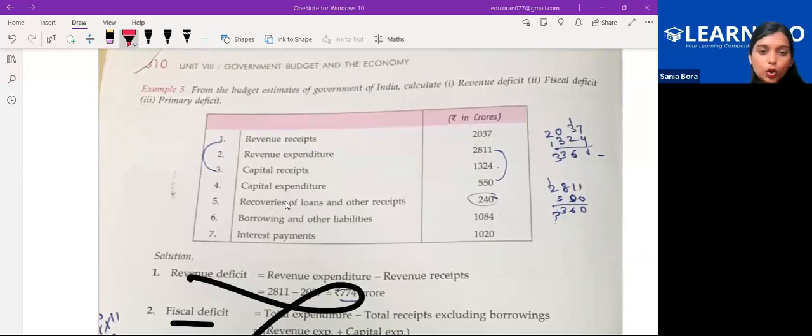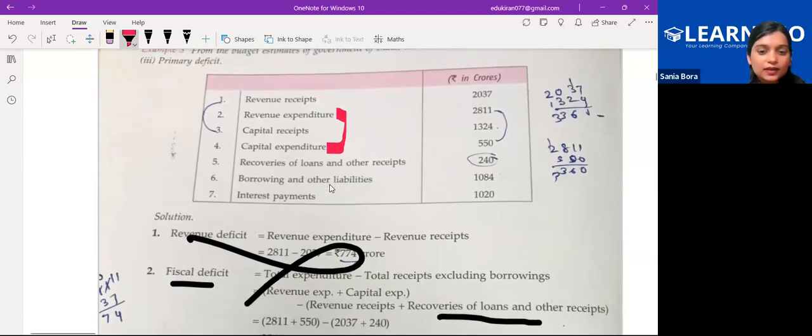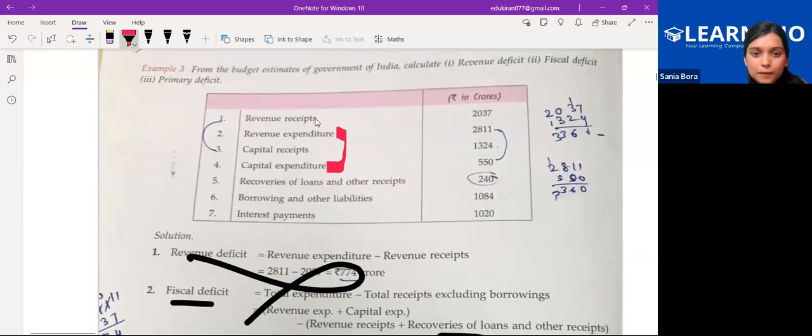First of all, expenditure is not given to you, so you will add revenue expenditure and capital expenditure, these two, to get the expenditure. And then revenue receipt minus this recovery of loans and the other receipts. This is borrowing. Okay? Yes.